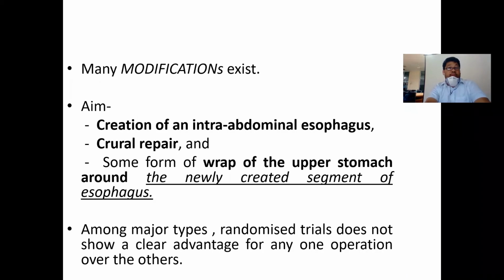Many modifications exist, and the aim of fundoplication is to create an intra-abdominal esophagus, do a hiatal repair, and provide some sort of wrap of the upper stomach around the newly created segment of the esophagus, thereby preventing the migration of the stomach into the chest. So this is the main aim.